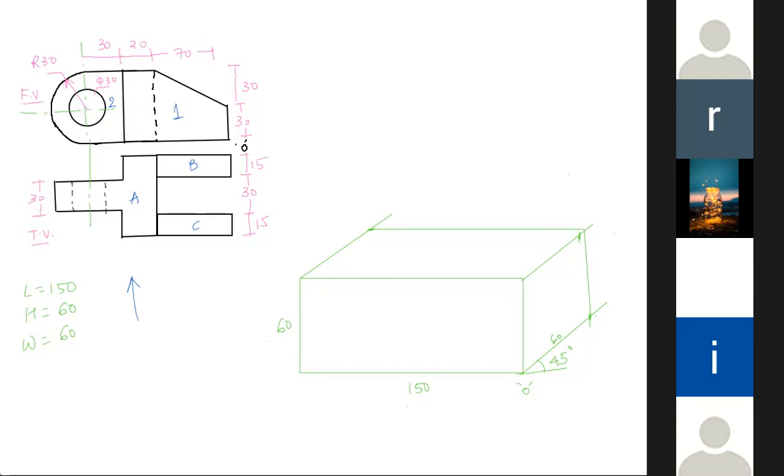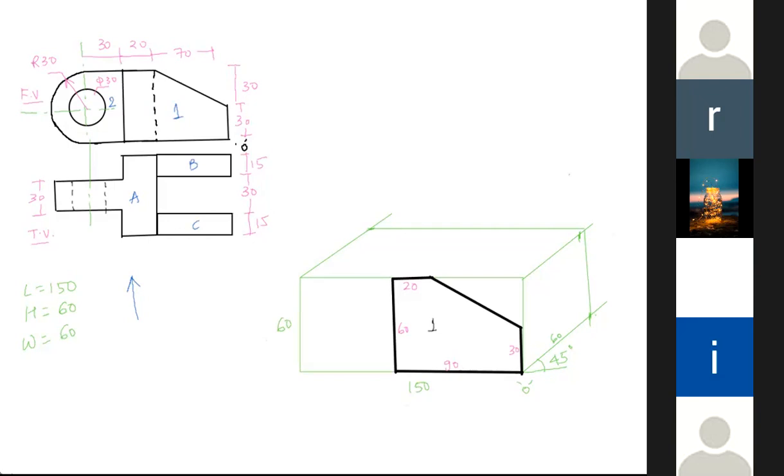So in part one, what should I draw? I should draw length, which is 90. This is 90, right? 70 plus 20, 90. And the height is 60. Again, 20. Again, you take height 30 over here and you will join. See this? So what I did, I just drew part one, right? Dimensioning wise, if you see, this is 20, this is 60, this is 90, this is 30, right?